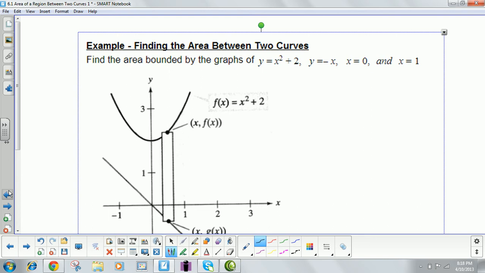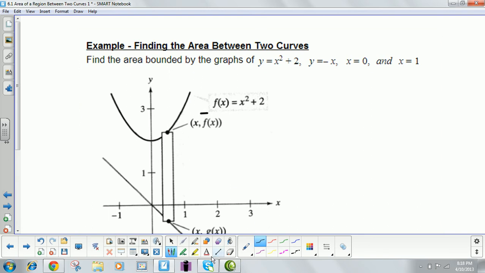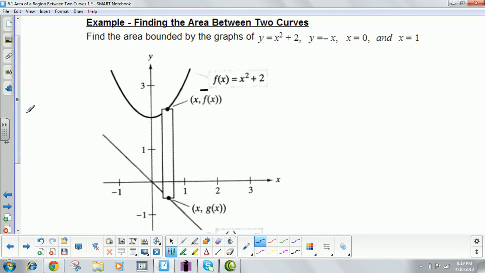Okay, so let's take a look at an example. This example says find the area bounded by the graphs of y equals x squared plus 2 and y equals negative x, and x equals 1. I have this picture here for you: this is x squared plus 2 and this is negative x here. So we also have to draw a picture of the graph here.